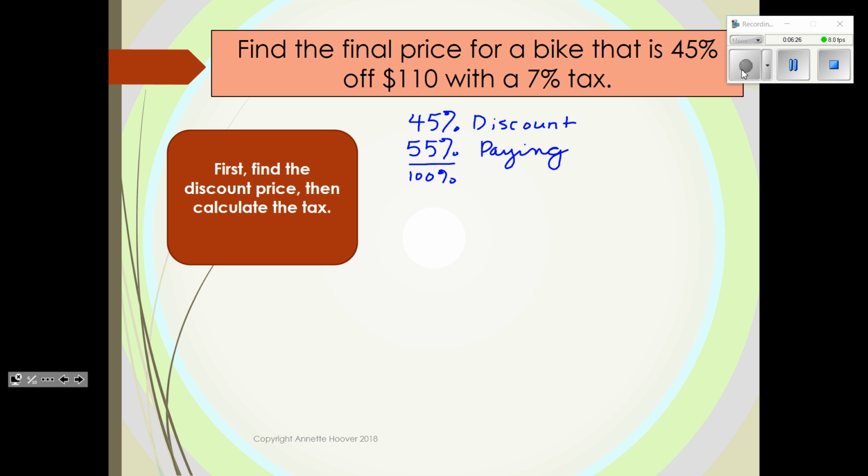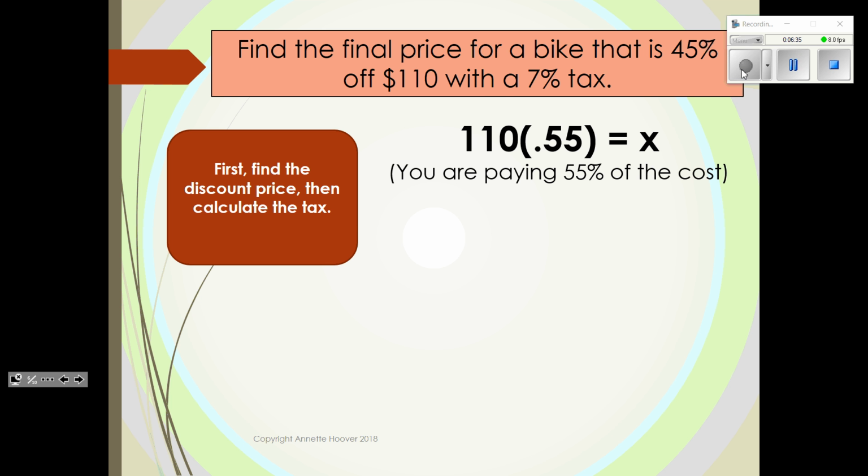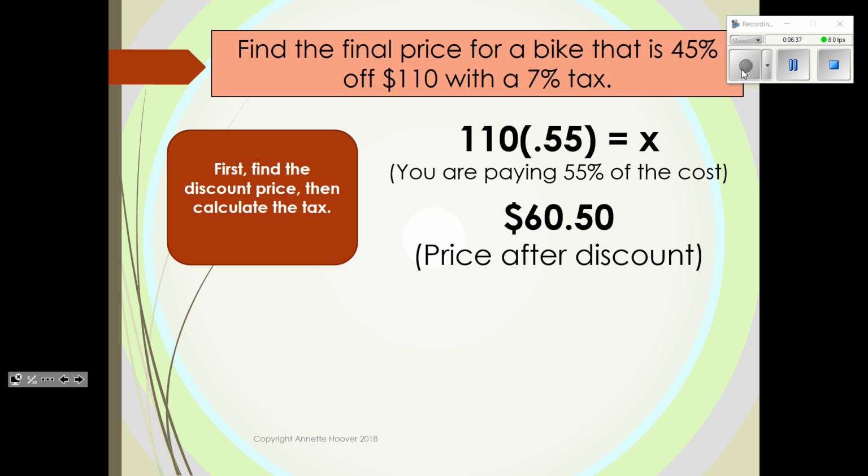So I'm going to take that 55%, turn it into a decimal, which would be 55 hundredths, and I'm going to multiply it times the $110. And I find out that the discounted price is $60.50.